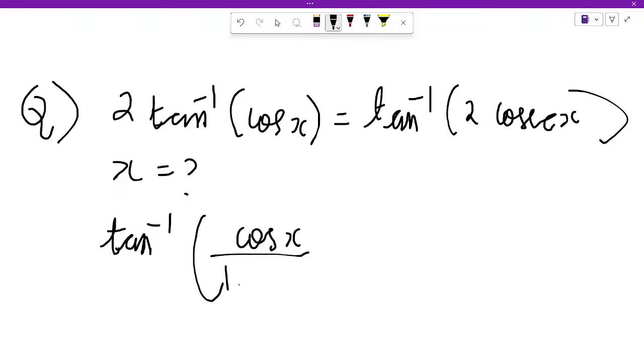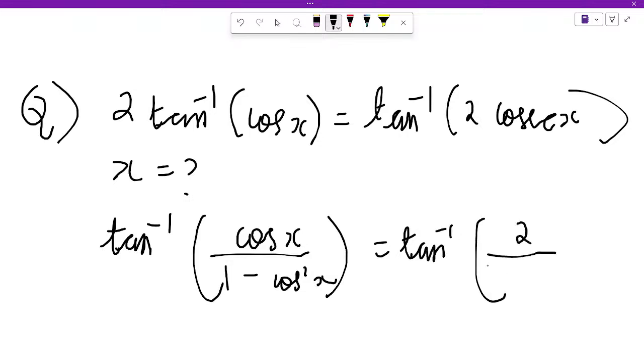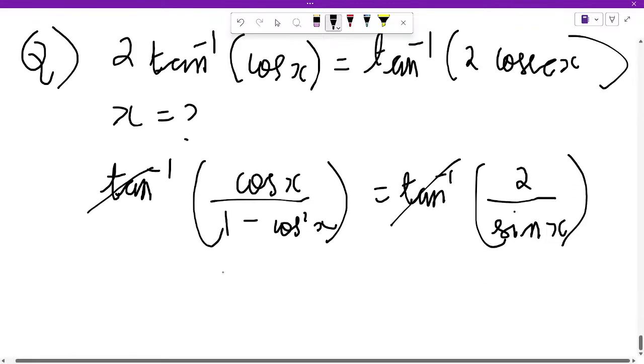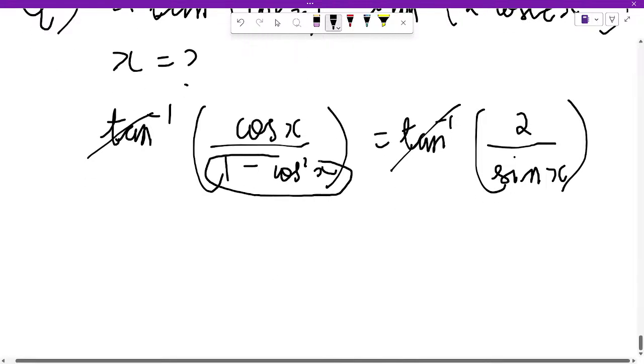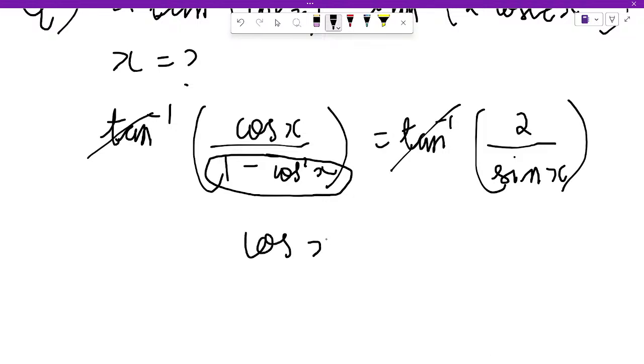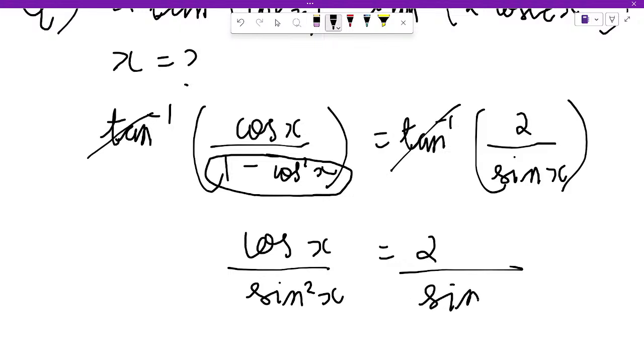Exactly. 1 minus cos square x equal to tan inverse. What is 2 cosec x? Isn't it the same as 2 by sin x? So cancel these things. Oh, that's quite simple. We know that sin square x plus cos square x equal to 1. So this term can be written like this: cos x by sin square x equal to 2 by sin x. Cancel sin x and the square.